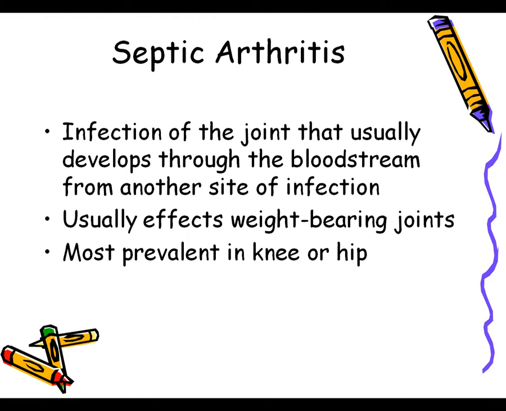Septic arthritis on page 1157. Infection of the joint that usually develops through the bloodstream from another site of infection. It's more prevalent in the knee or hip and usually affects those weight-bearing joints.